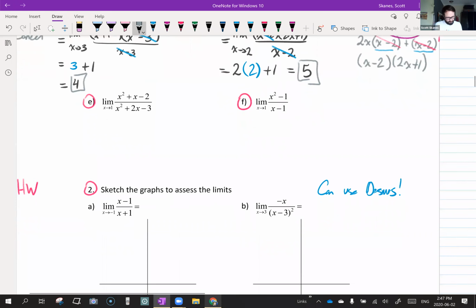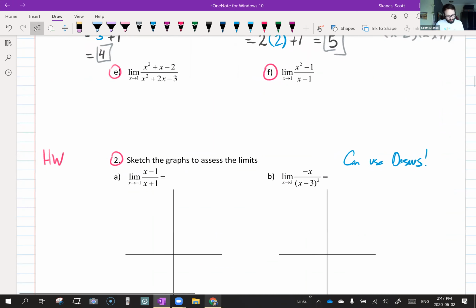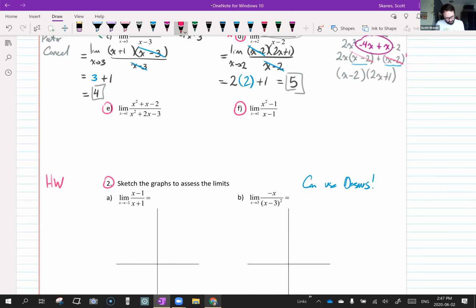Okay. So E and F are easier. They're more like the types we had before. For E, the only hint I'll give is that you need to factor the top and you need to factor the bottom, but the rest is really simple. And for F, you just factor the top. And the rest works out the same, okay?